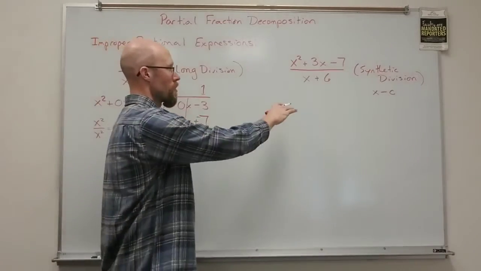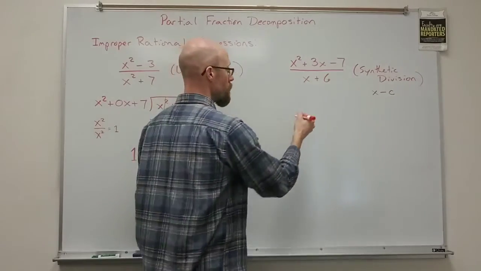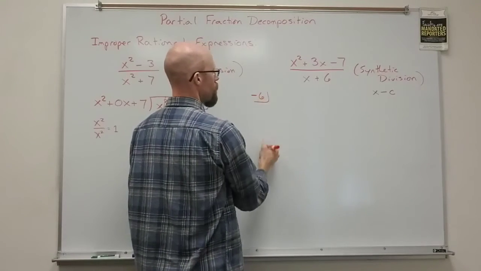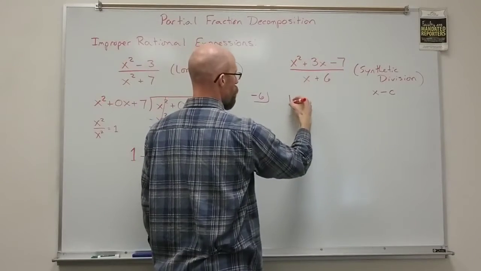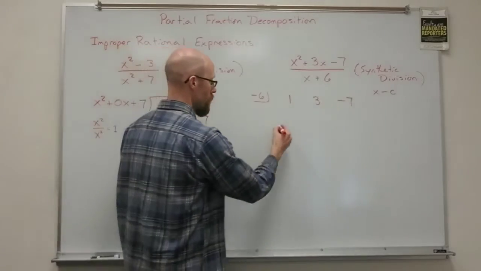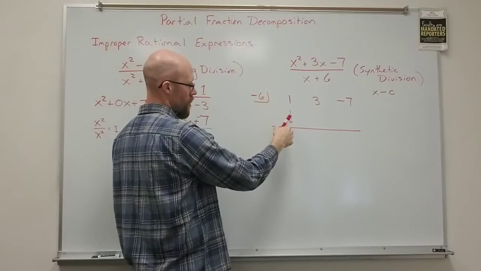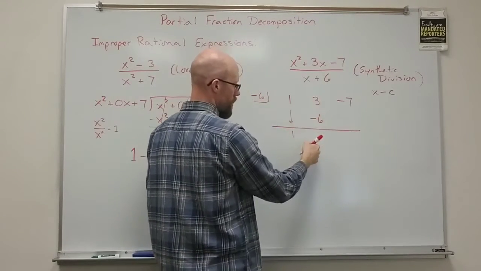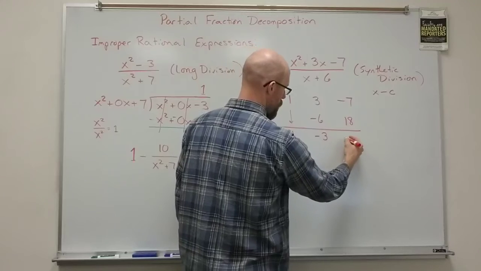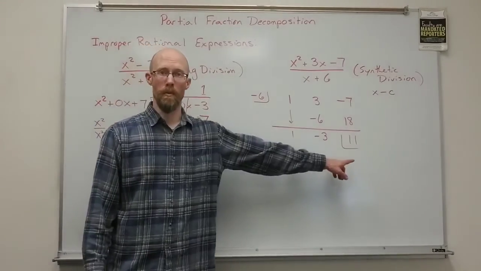All right, so in this case we can because of the 6. Of course, this is really a negative 6. And so in synthetic division, you use what we call the 0 of the denominator, which is negative 6. And then we use the coefficients from the numerator, 1, 3, negative 7. And draw our line, bring down the 1, and then multiply diagonally. Negative 6 times 1 is negative 6. Add down, you get negative 3. Negative 6 times negative 3 is 18. Add down, and you get 11. All right, 11 being our remainder.